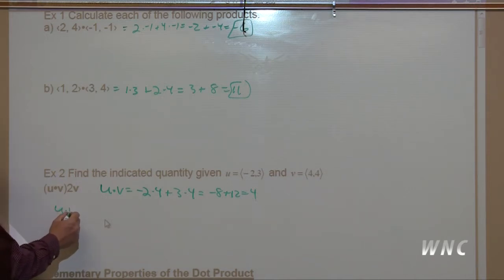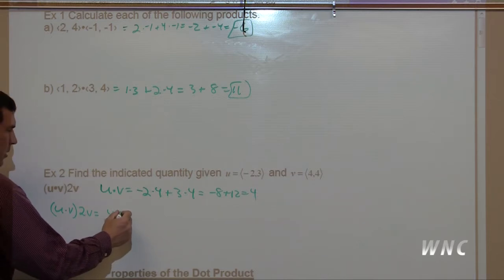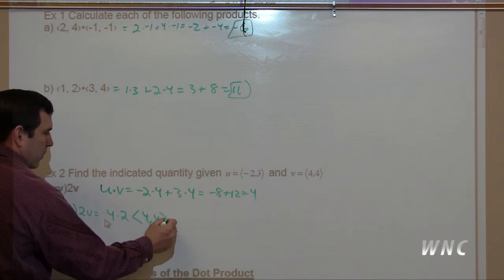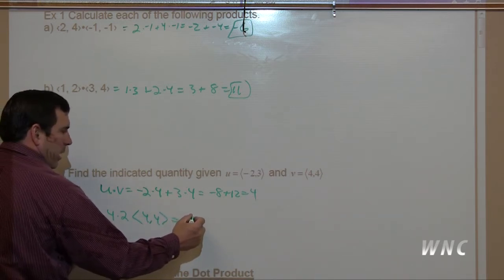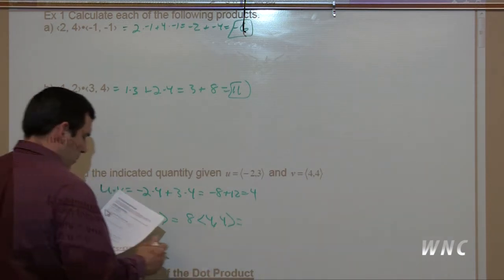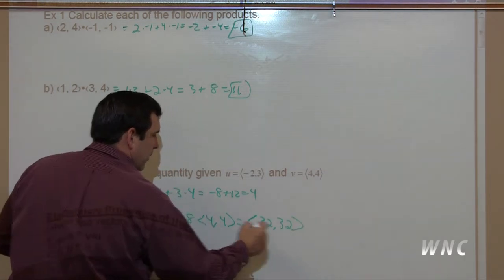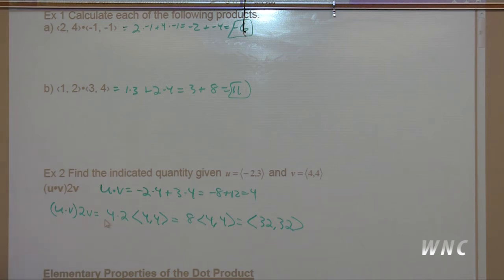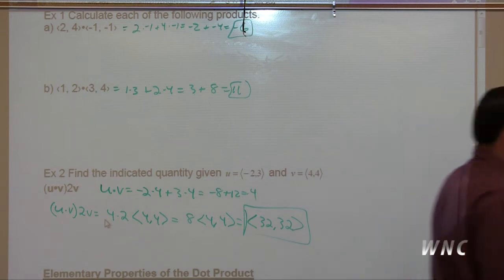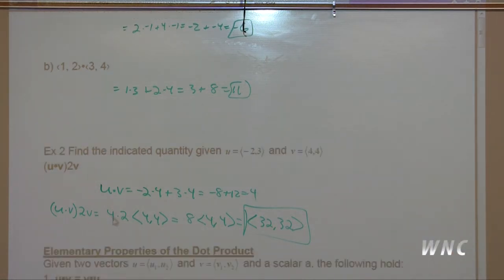So when we do u dot v times 2v, that's 4 times 2 times the vector v, which is 4, 4. And that's going to be 8 times the vector 4, 4, which is going to be 32, comma 32. 8 times 4 is 32. Okay. Feel free to pause as usual. Moving on up.